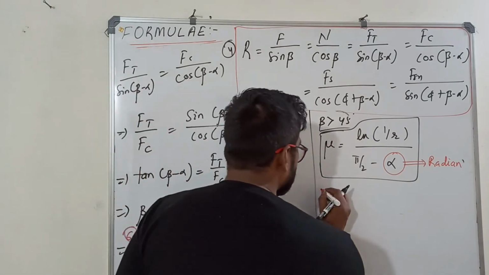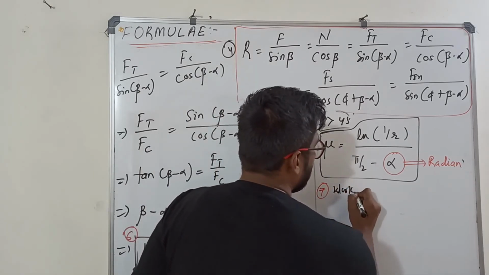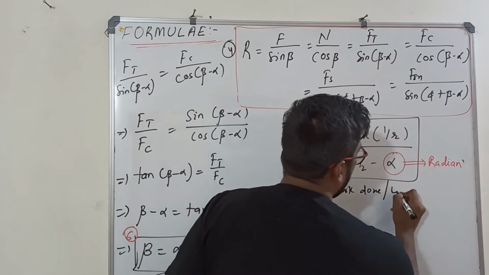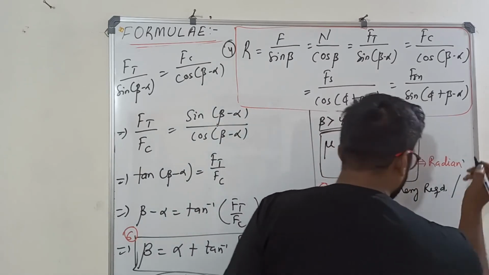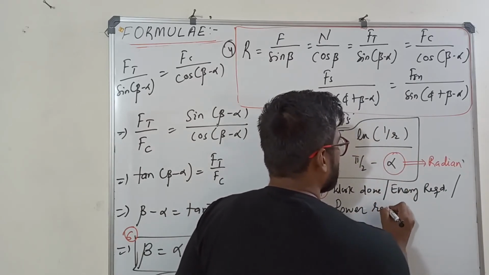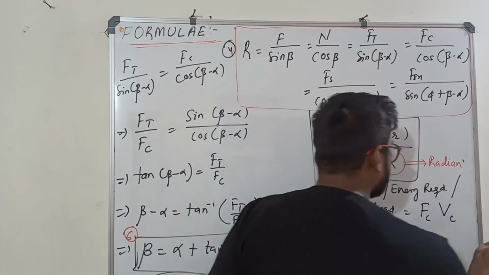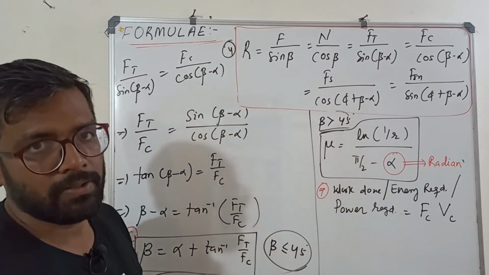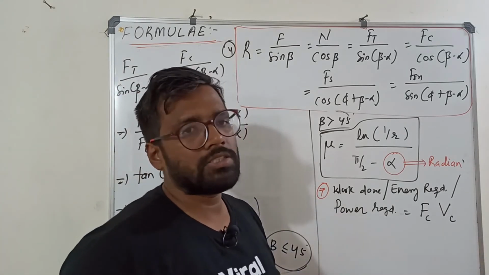Now your formula number 7, where they ask what is the work done. They may ask what is the work done, or what is the energy required, or they'll ask you the power loss, or what is the power required. In such a case, the formula is Fc into Vc. You know the power formula is force into velocity. Here Fc into Vc, the cutting force into cutting velocity.